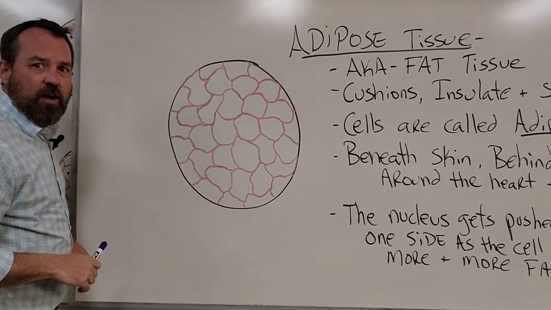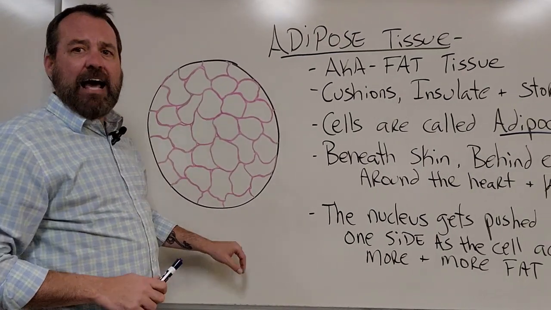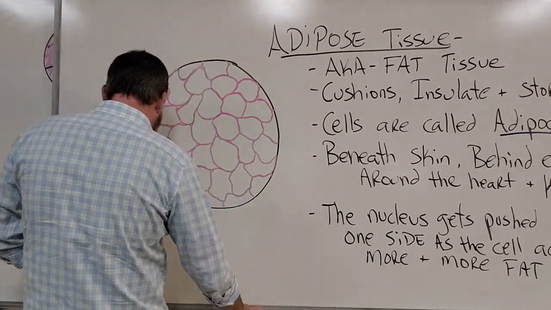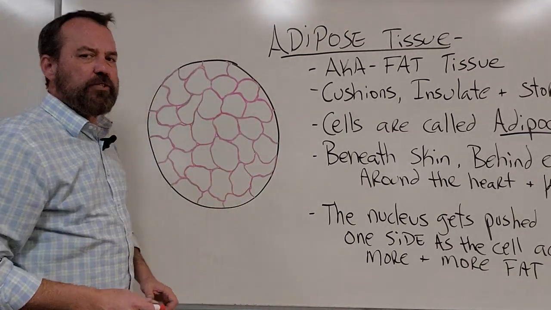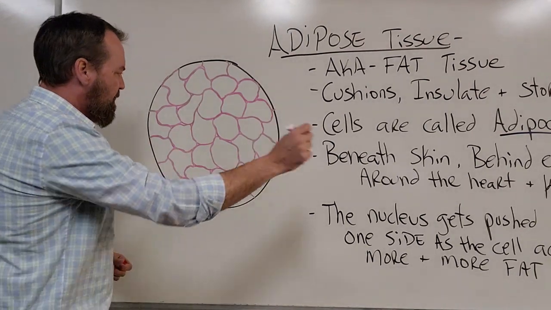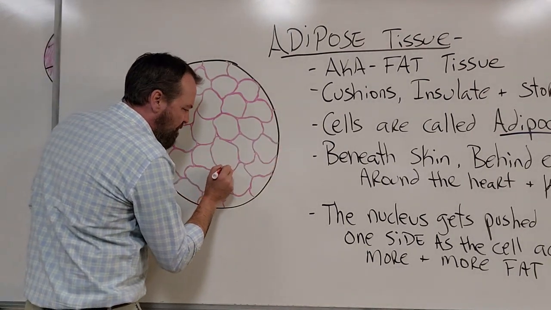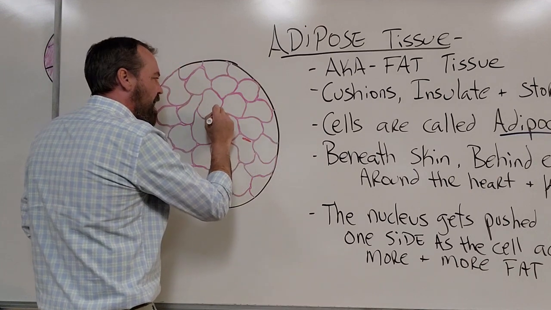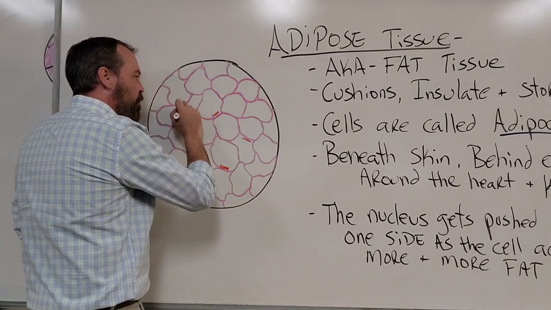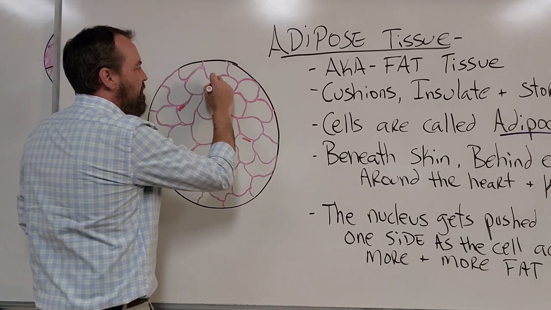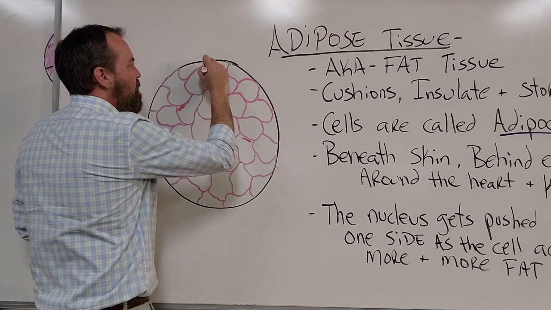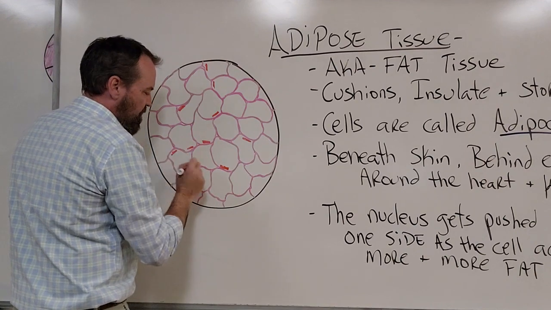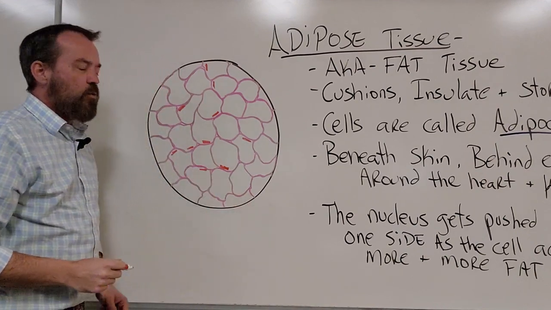So I sketched this out, a real quick sample of adipose tissue when we look at it under the microscope. So it would start like this with my individual adipocytes. Then all along the edges, what we're going to have is this flattened, darkened nucleus that gets pushed right up against the side of the cell, where the cell is accumulating more and more of this fat inside of it. So that's what we're really looking for with adipose tissue.